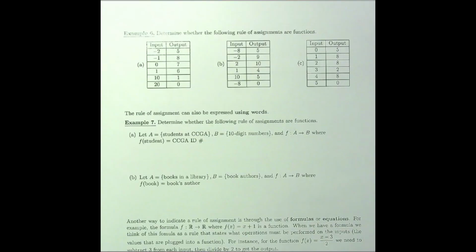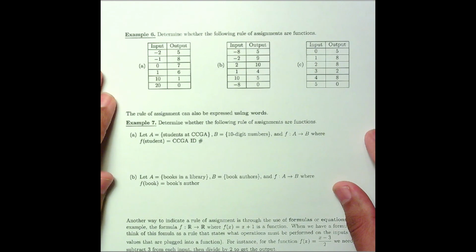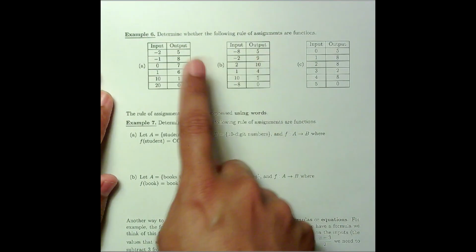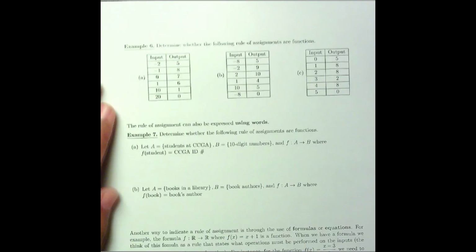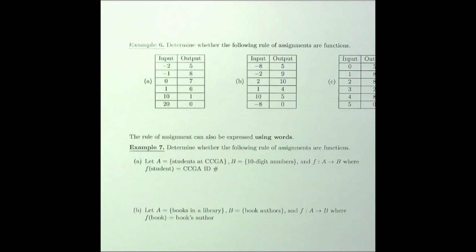So here's an example. Let's look at this example and determine whether the following rules of assignment are functions. Remember that what you're going to see in the homework is correspondence. Determine whether the following correspondences are functions. So here's the first one, the first table. Is that a function? Yes or no?